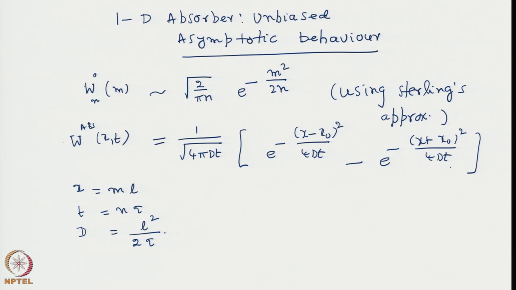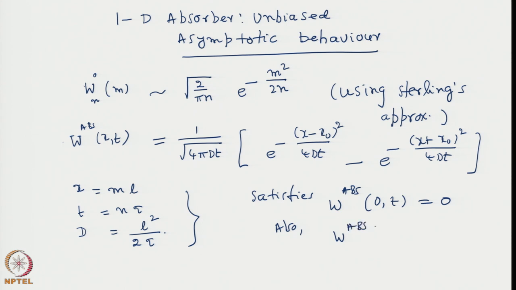So, it meets the condition that W satisfies W at 0, t equal to 0 for all x naught. Also, the derivative of W with respect to x at x naught equal to 0, that also will be 0, because if you put x naught equal to 0 in this expression, once again the terms cancel each other. So, it satisfies all these criteria.